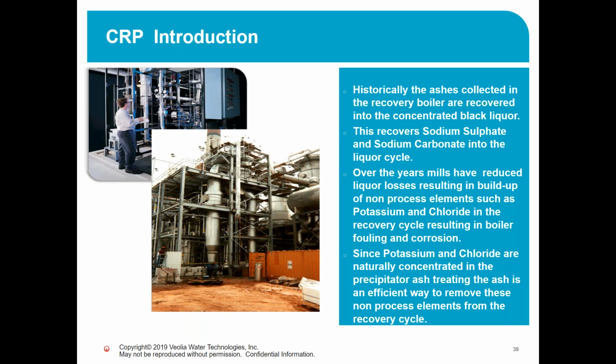Typically, or historically, the ashes from the recovery boiler have been reintroduced to the black liquor to recover the chemicals. This recovers the sodium sulfate and sodium carbonate. What we found is, if you get the chloride and potassium in the mill, there's been a lot of research. The recovery boiler tends to concentrate those, so you get a very high concentration of them. So if you treat the ash, it's a very effective way to remove the chloride and potassium because they've been pre-concentrated by a factor of somewhere between 2 and 4 in the recovery boiler.